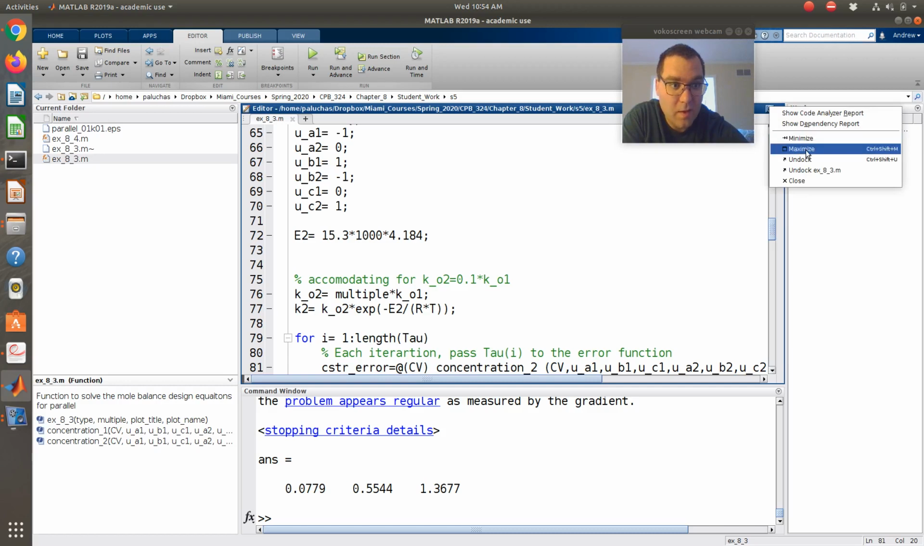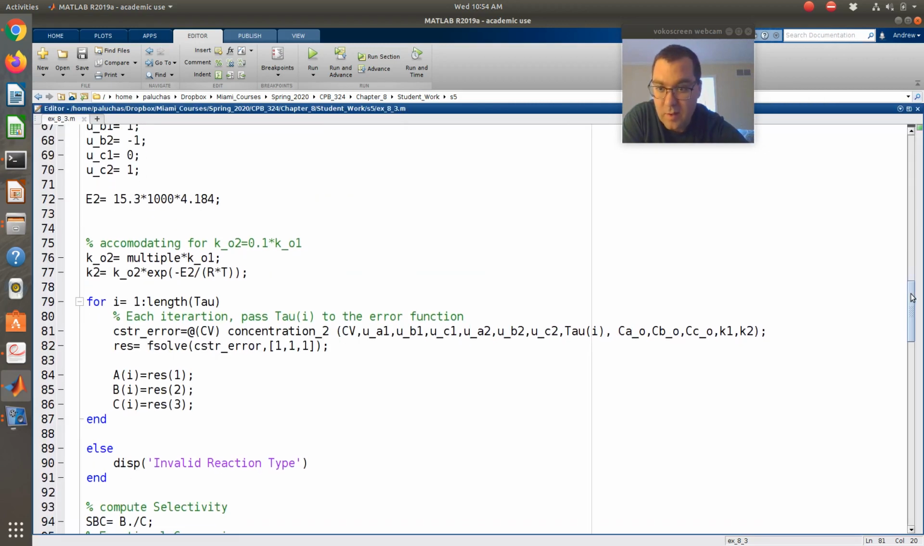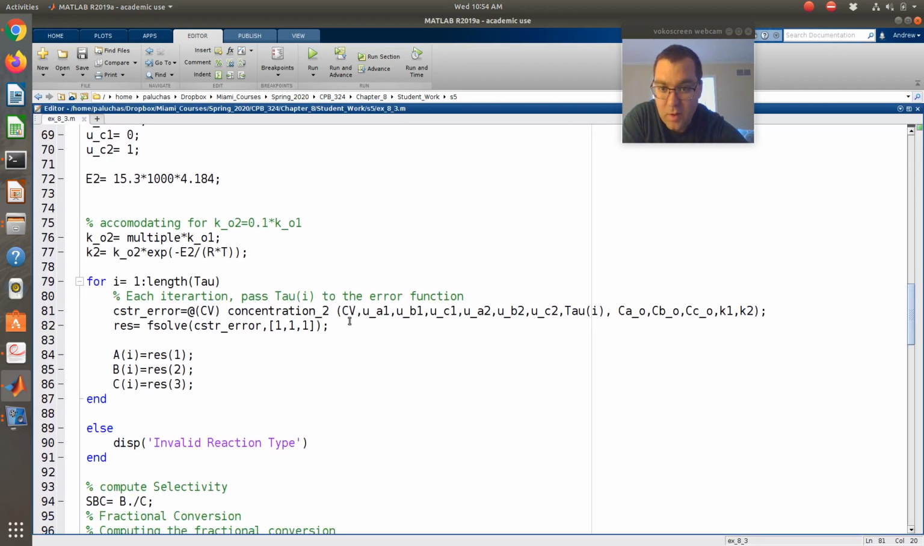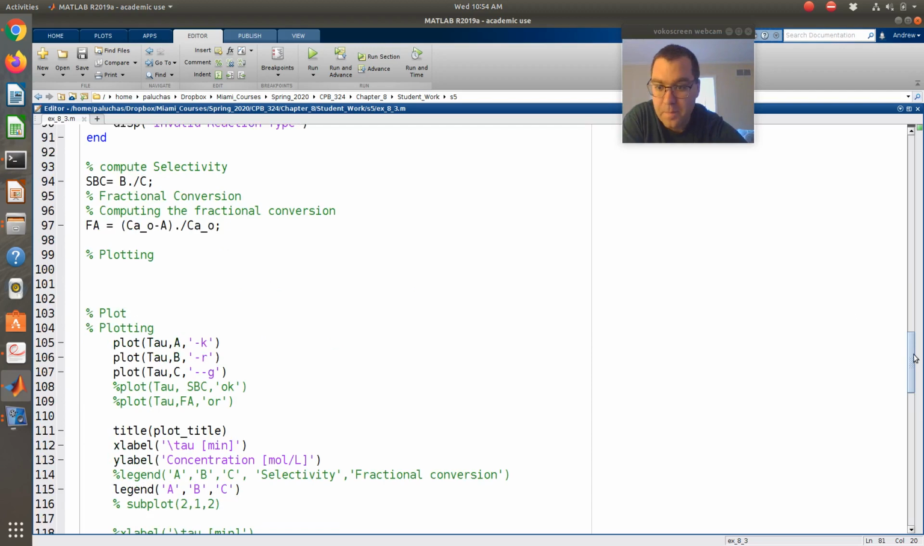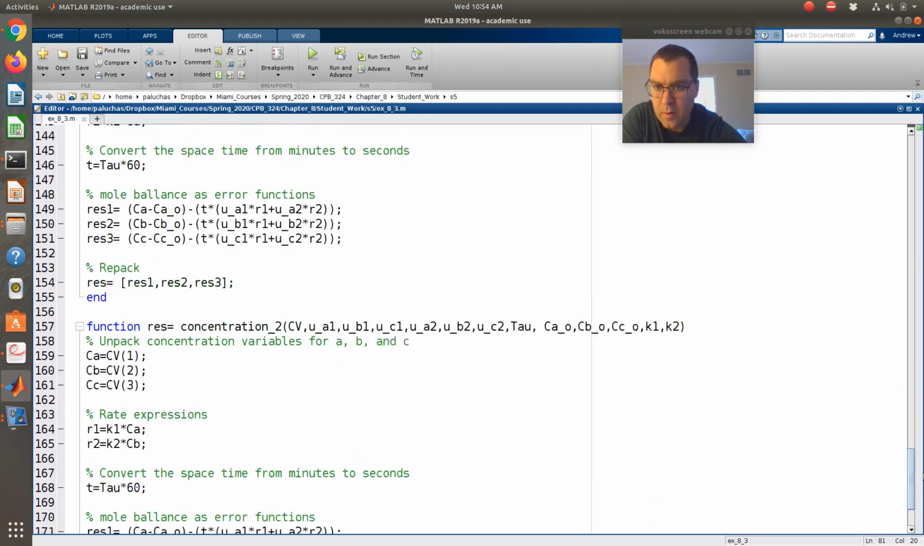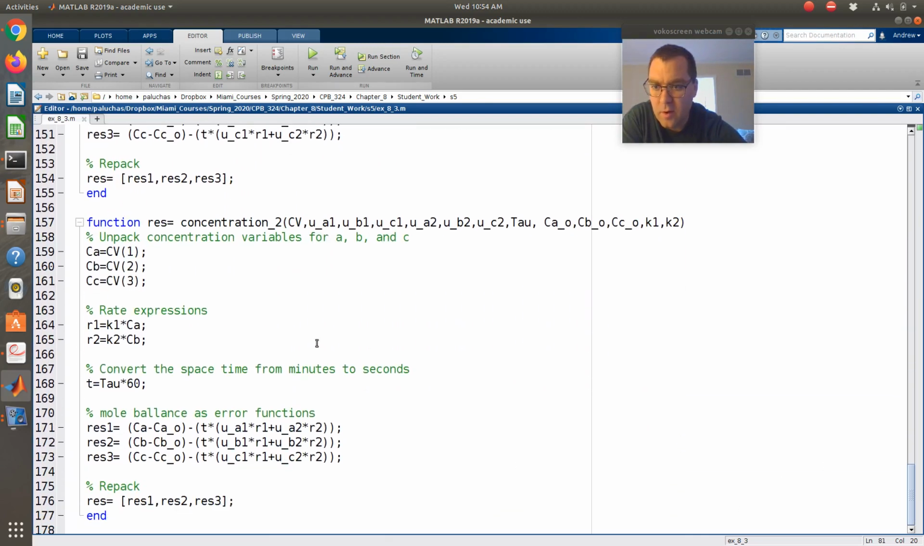So what we had to change for parallel, biggest issue was in your objective function, you weren't using consistent notation here for your vector of concentrations that you're trying to solve for. And then down in your error function, and notice that R2, right, it's going to be first order in B, not A. All right, but otherwise, that looks good. All right, hopefully that gets you started and going.